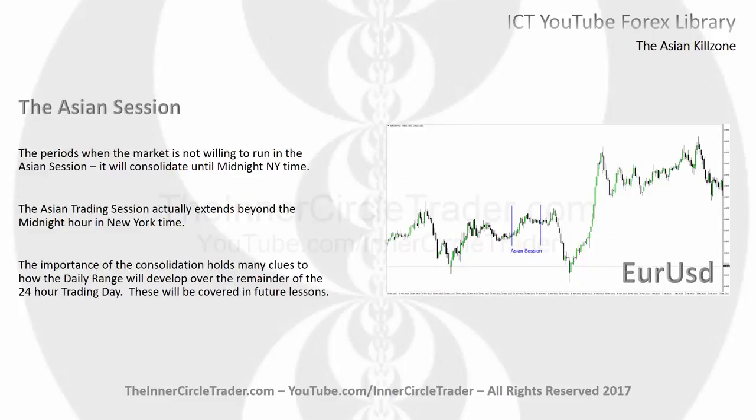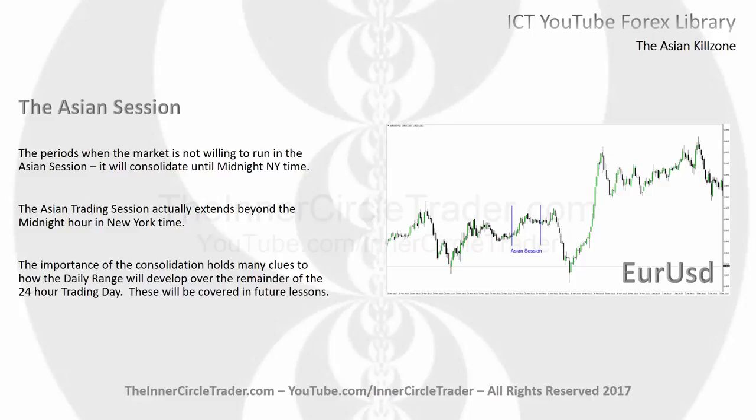Now, in the periods when the market is not willing to run in the Asian session, in other words, there's not going to be an optimal trade entry pattern, it will consolidate until midnight New York time. Now, the Asian trading session actually extends beyond the midnight hour of New York time, but I focus specifically in the realm of the Asian Open to midnight. So there's a range of several hours that I deem as the Asian session for my trading, even though it does trade past midnight New York time.